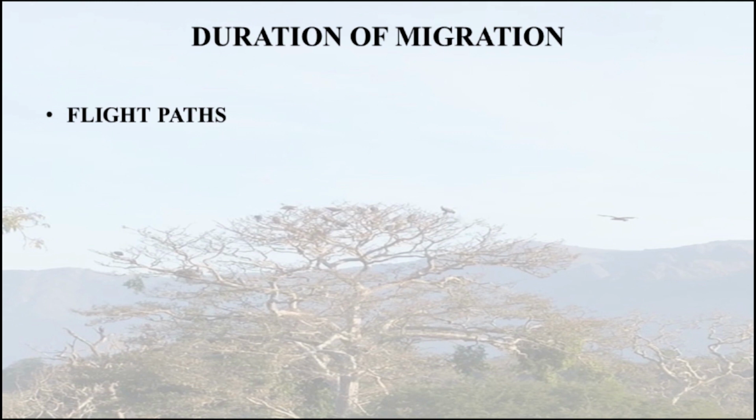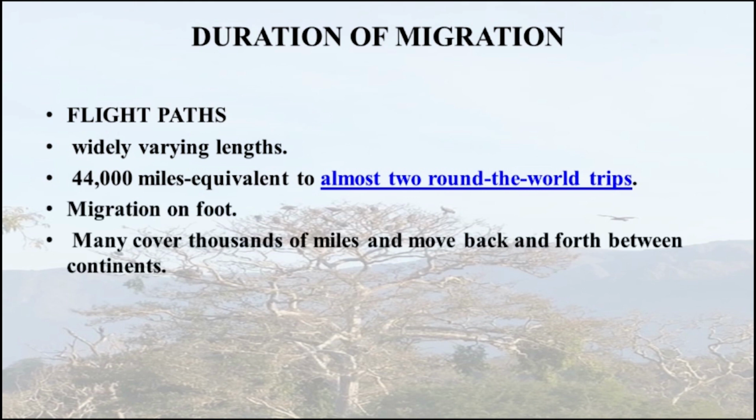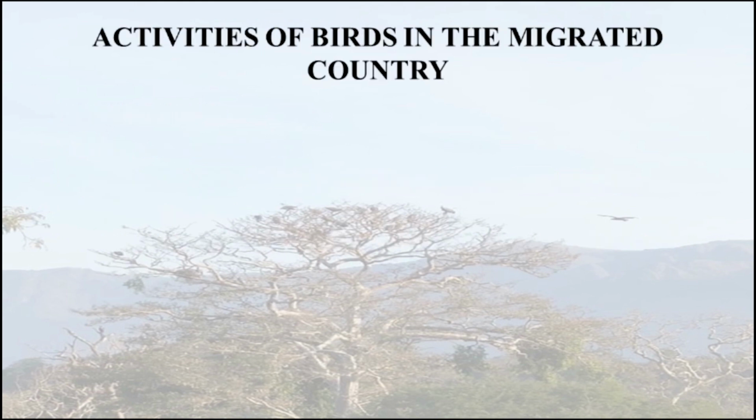Duration of migration. Flight paths. Different types of birds take routes of widely varying lengths. Some round-trip migrations can be as long as 44,000 miles, equivalent to almost two round-the-world trips. Others are much shorter. Some birds even migrate on foot. Many cover thousands of miles and move back and forth between continents.